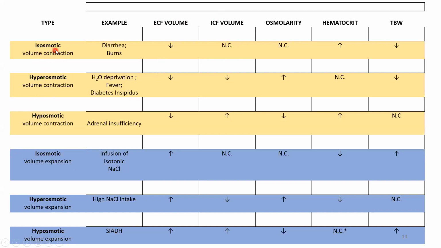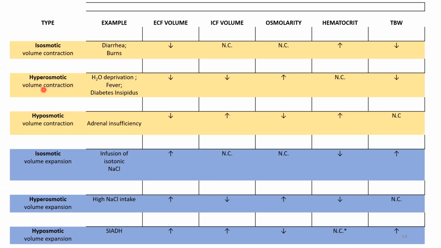One is isoosmotic volume contraction. The other is hyperosmotic volume contraction. The third is hypoosmotic volume contraction. So whatever is happening here, it's happening to both solute and water in the same ratio. Very important. Here, whatever is going on, it's contracting the ECF volume.